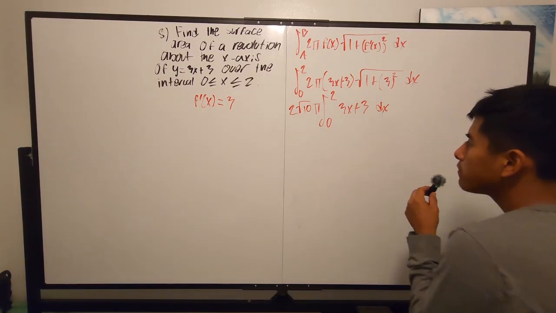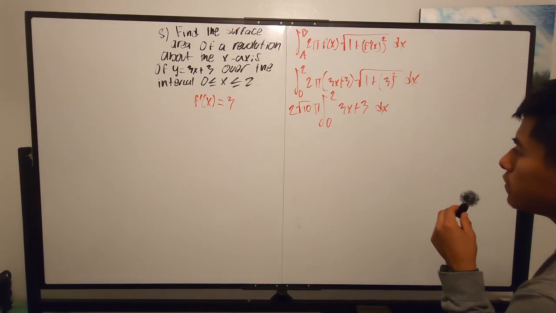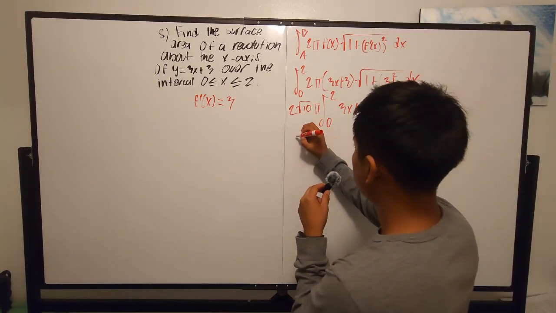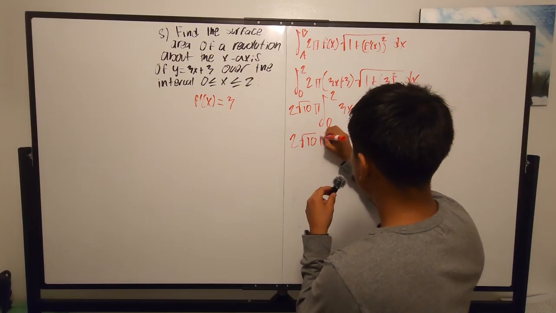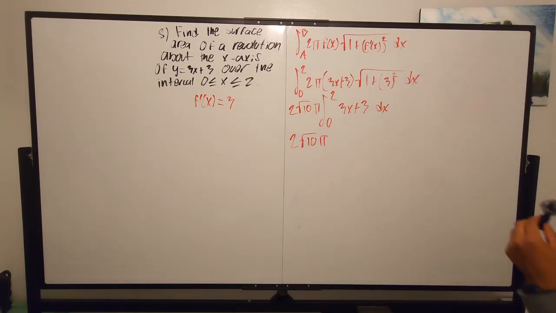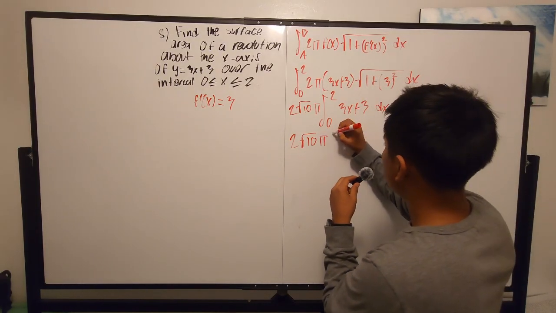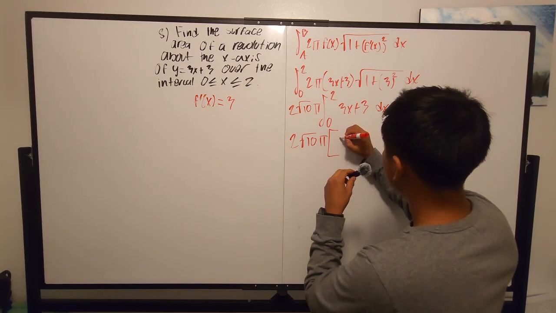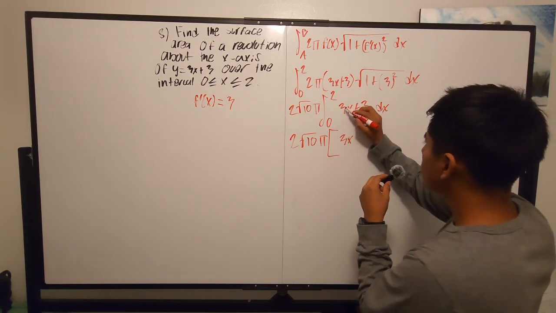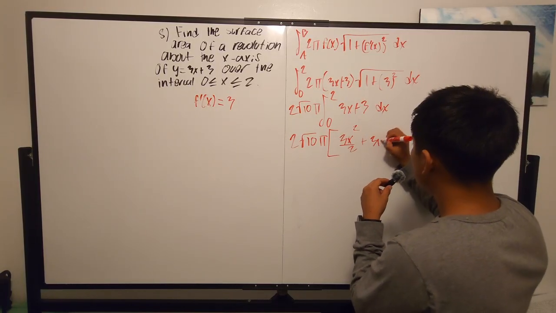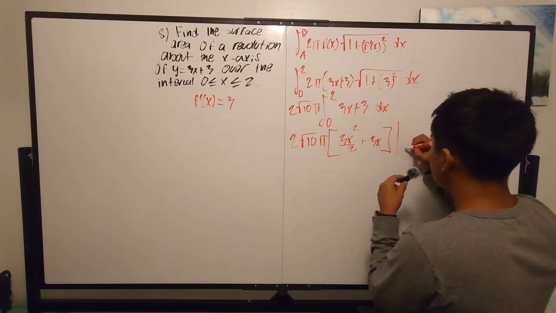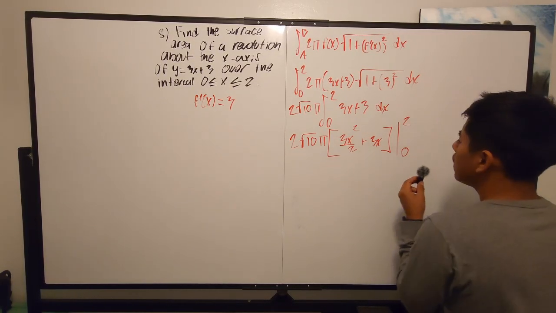dx. Now here we're just going to do a reverse power rule. So we have 2 square root of 10 multiplied by pi, and we are doing the reverse power rule right here. 3x squared over 2 plus 3x, evaluating from 0 to 2.